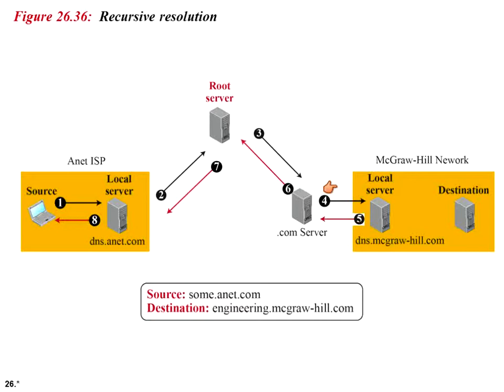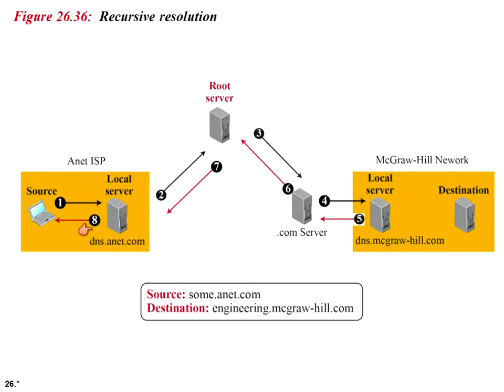Now the IP address is sent back to the top level DNS server. This is event number 5. Then back to the root server, event 6. Then back to the ISP DNS server, which may cache it for future queries. And finally, back to the source host. So this is called recursive resolution.